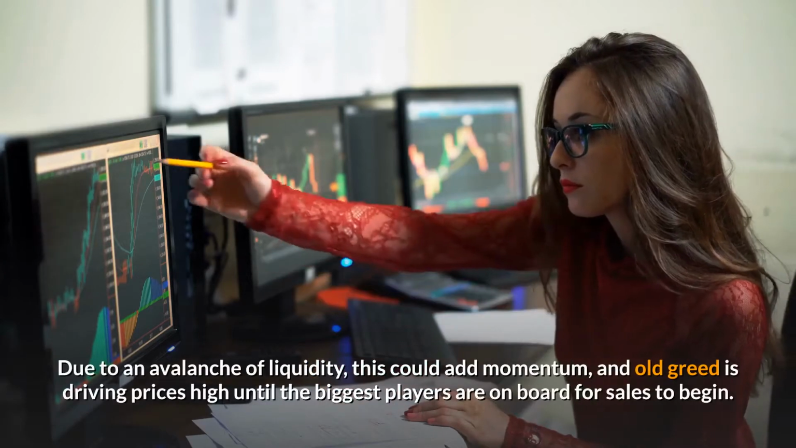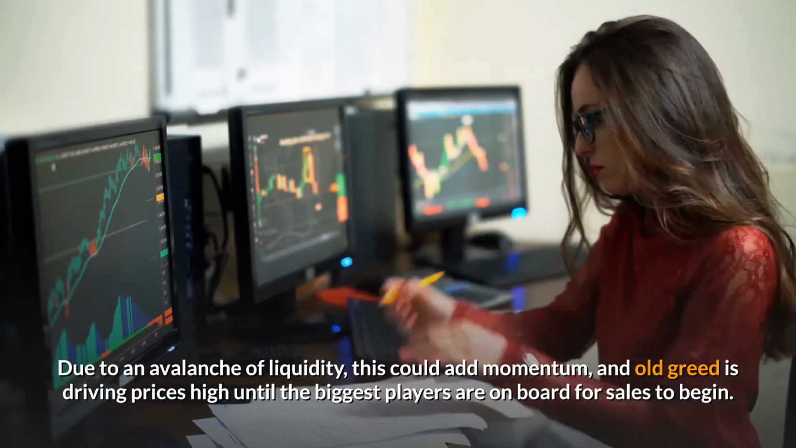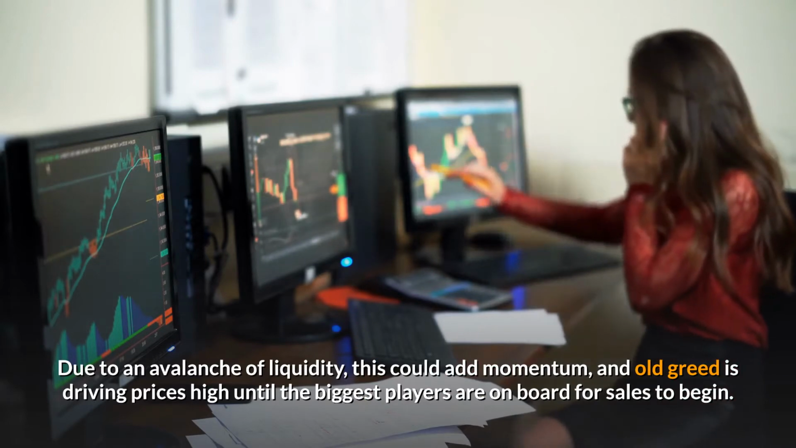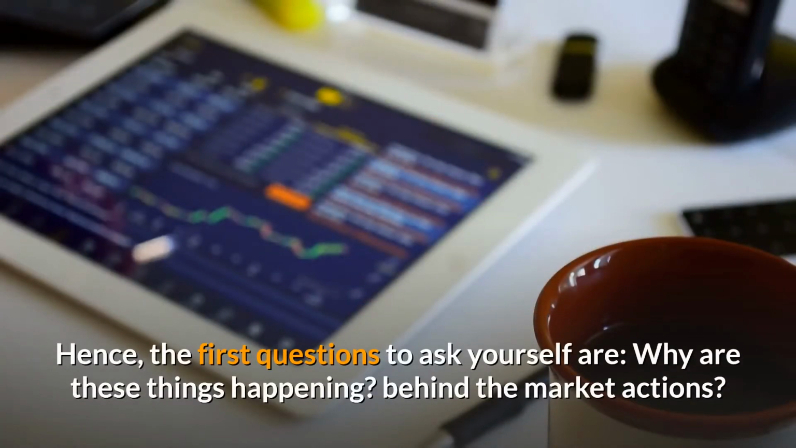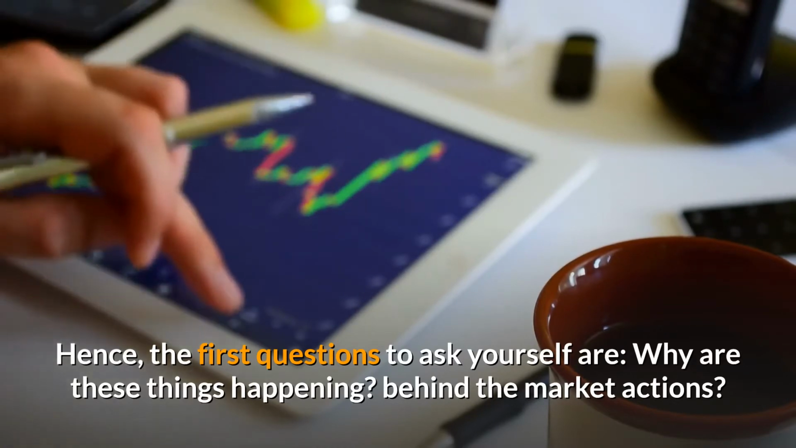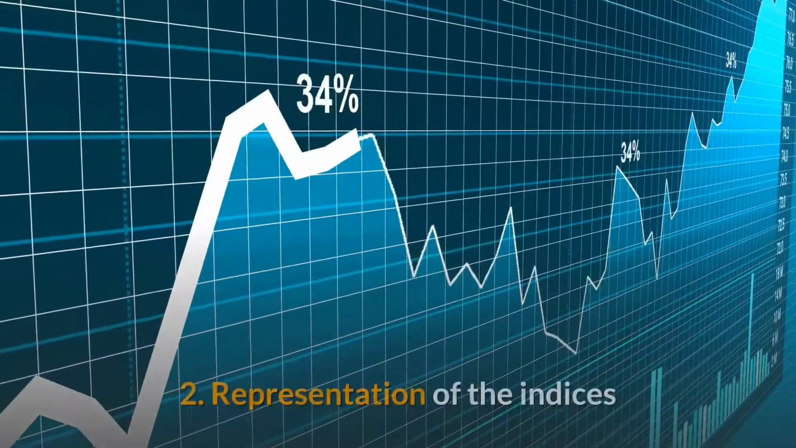Due to an avalanche of liquidity, this could add momentum, and old greed is driving prices high until the biggest players are on board for sales to begin. Hence, the first questions to ask yourself are, why are these things happening behind the market actions?